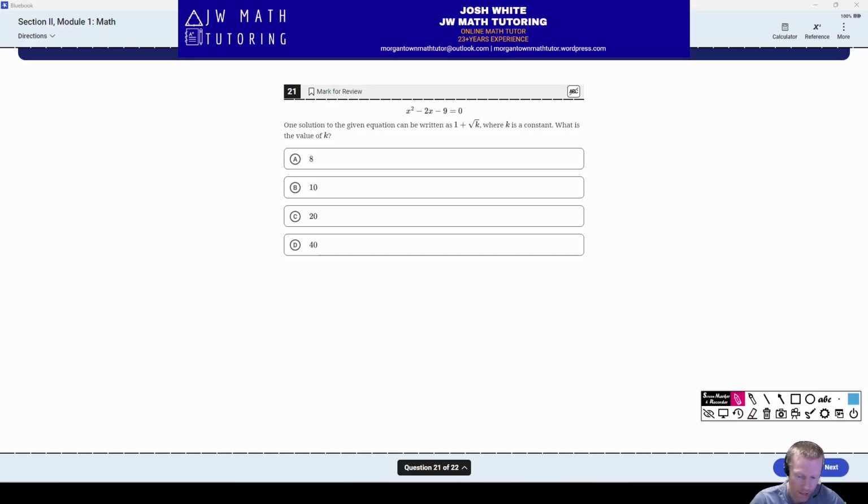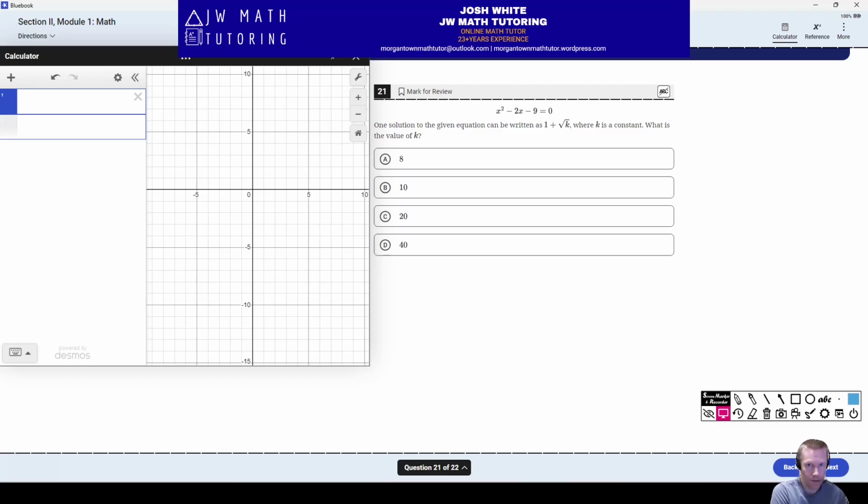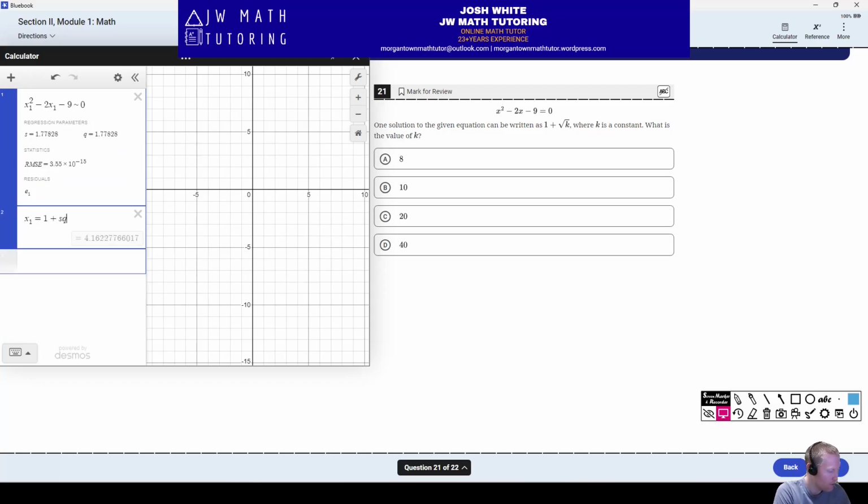Okay, this one is actually a very easy one you can solve in Desmos. I will be demonstrating that first, then I'll show you how you could use the quadratic formula, which is going to be a lot more work. However, let's go to Desmos. Let's make sure I remember this correctly. We're going to use regression. What I'm going to do is set x1 equal to 1 plus root k. And what's going to happen, boom, there we go. We have our answer. It's letter B, 10. You can move on to the next problem.